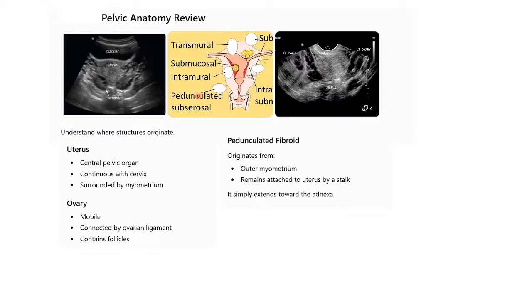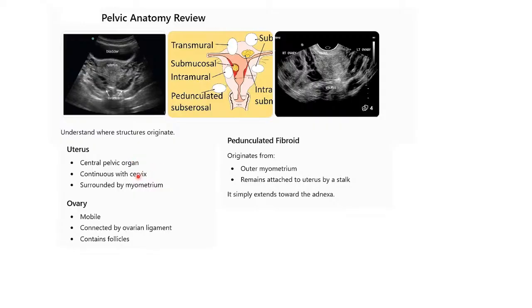Then what we have is a pedunculated fibroid. So this is a pedunculated subserosal. We can also have a pedunculated submucosal fibroid, which is inside the endometrial cavity. But this one is a pedunculated subserosal, it's outside. So now you must understand where the structures originate. That's the very basic and very fundamental attribute that you must have. You must understand where anatomy or structures are originating from. If it is a pathology, where is it coming from or originating from?